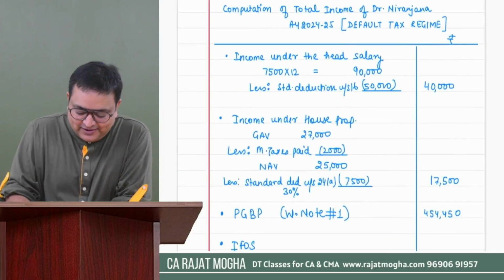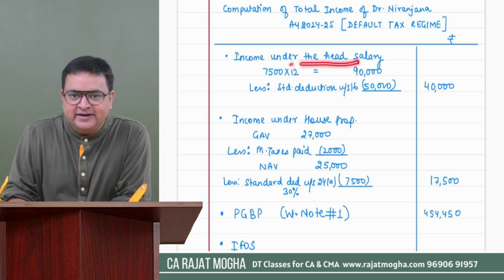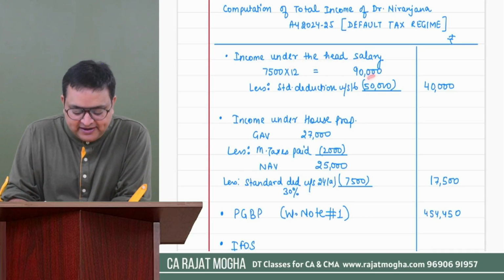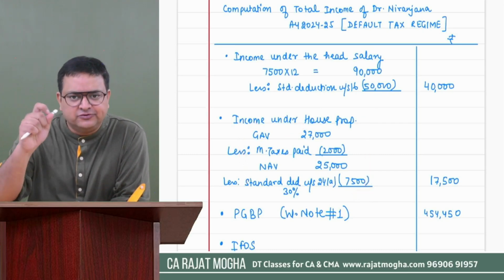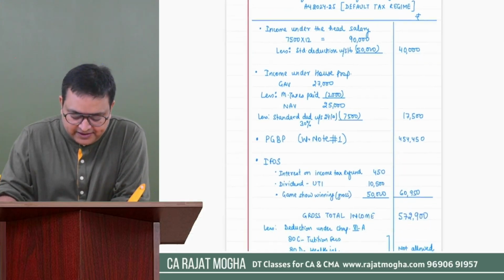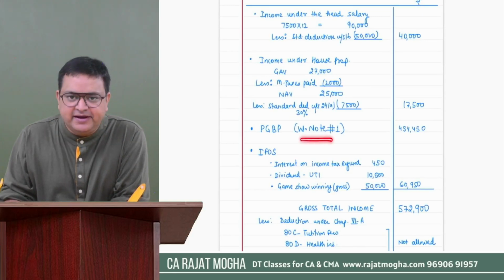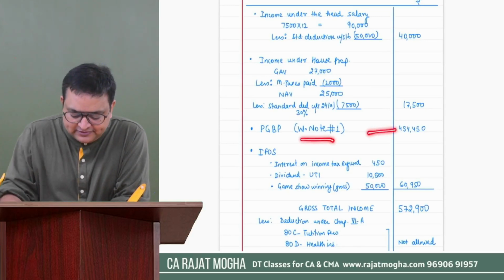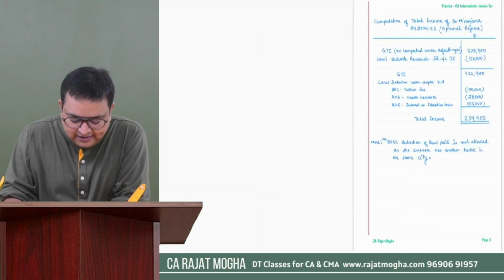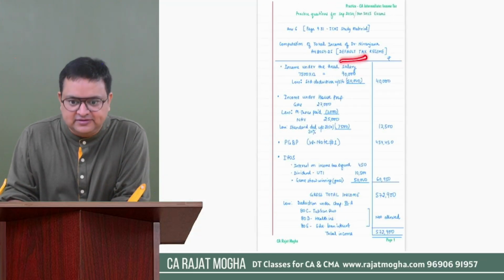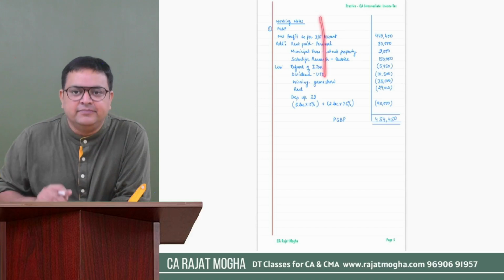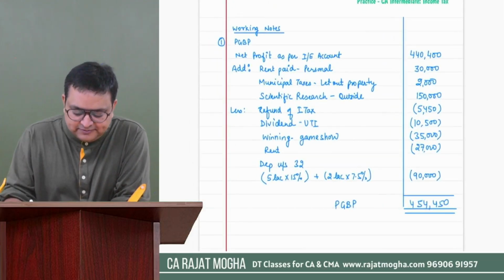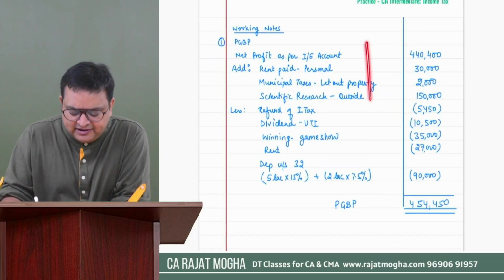See, first we have calculated income under the head salary. It was 90,000 minus standard deduction, 40,000 is the income. House property, we can easily calculate, just a very small calculation, 2 or 3 lines. So this is house property. Then for PGBP, we have made a separate note. On the first page it was the default tax regime. On the second page, I have mentioned the optional tax regime, and then I have made the notes over here. So this is the PGBP note, and we have already discussed all these things.